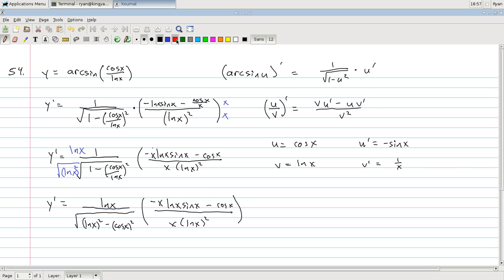And then finally, we can reduce the ln x's. This ln x will cancel with one of these. And so all we have left over for our derivative is 1 over the square root of ln x squared minus cosine x squared times negative x ln x sine x minus cosine x over x ln x.